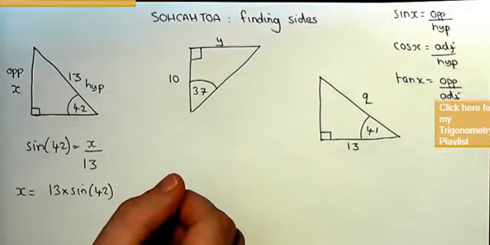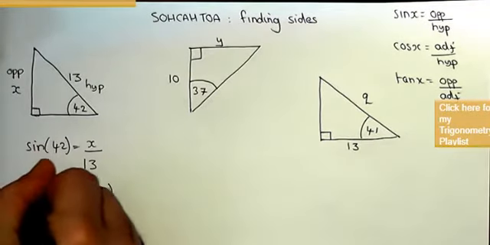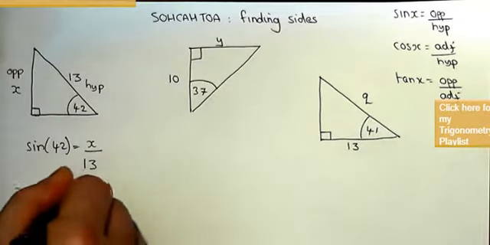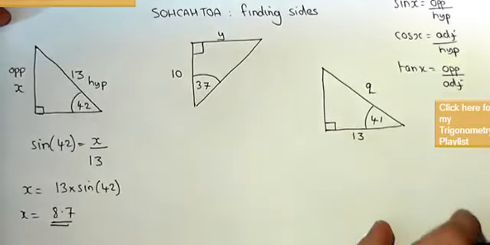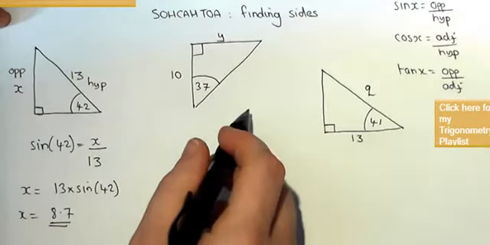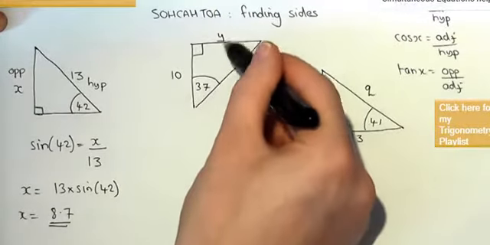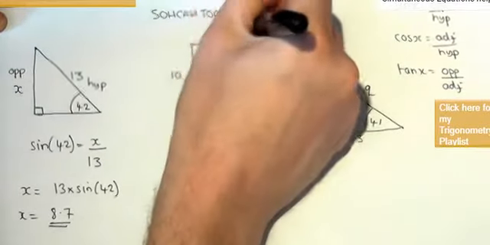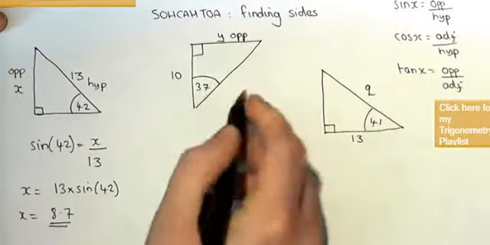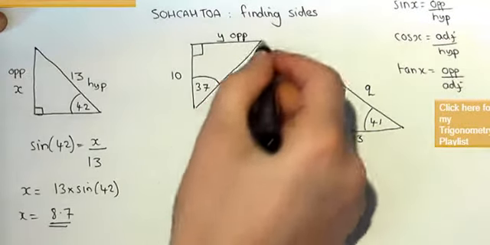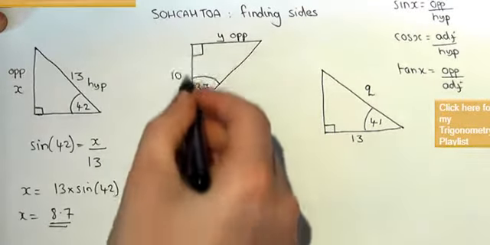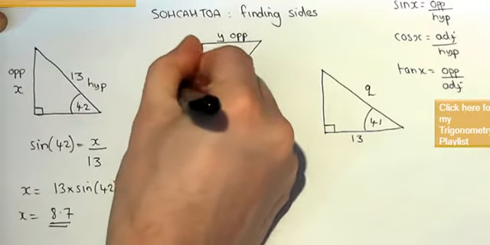And I get 8.7. So x has a length of 8.7. Okay, the second one. We have a known and an unknown. Now the unknown y is opposite the angle, so that's the opposite. Whereas the 10, it's not the hypotenuse, it is next to the angle, it is the adjacent.